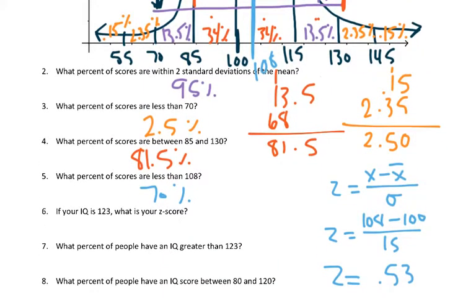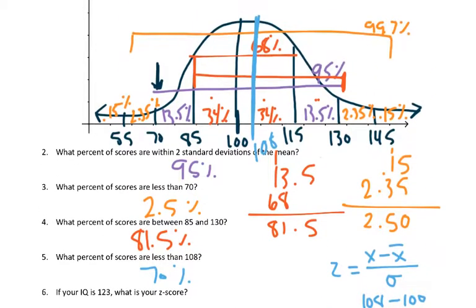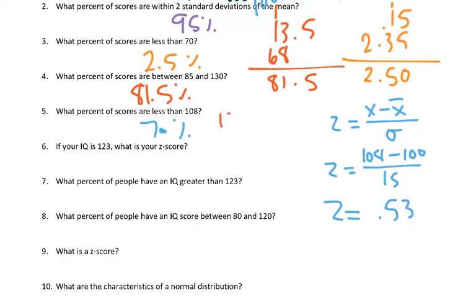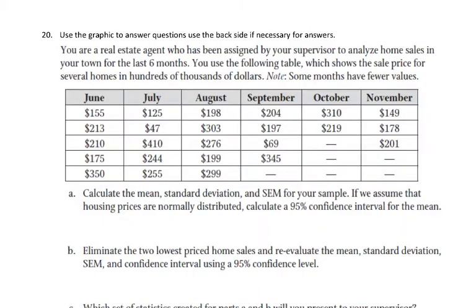Alright, now what if your IQ is 123? So now we're going to do the same process we just did, but this time with 123, which would be somewhere around there. So I go 123 minus 100 over 15. That's going to give us our answer. So 123 minus 100 is 23 divided by 15 gives us 1.533333.